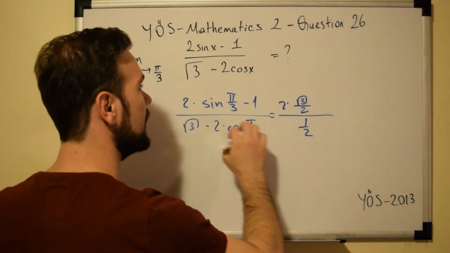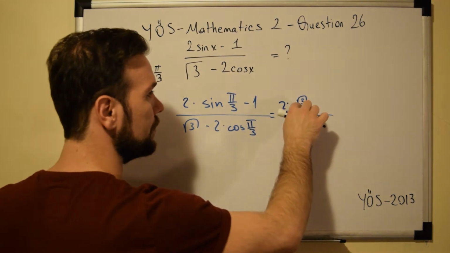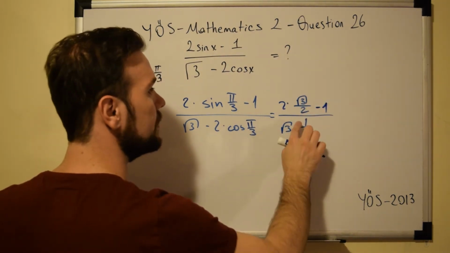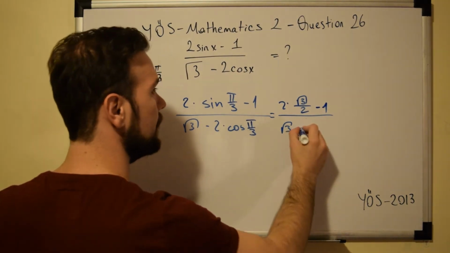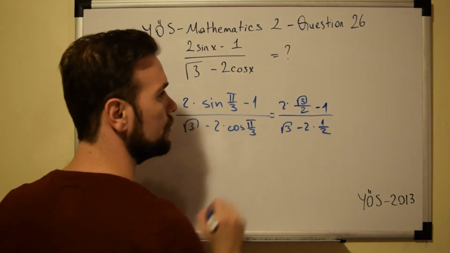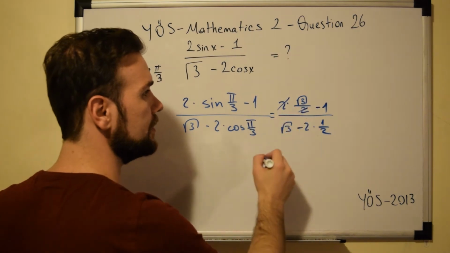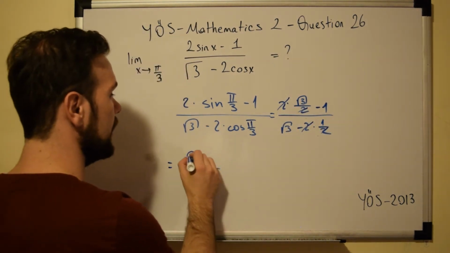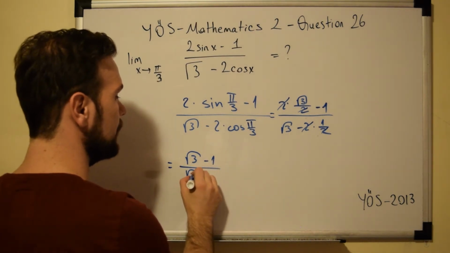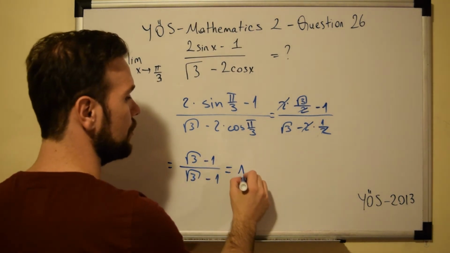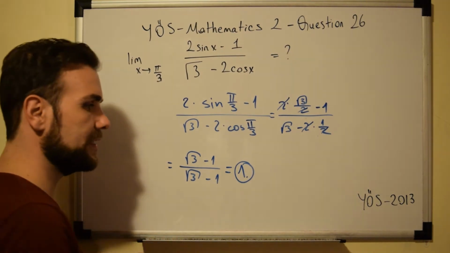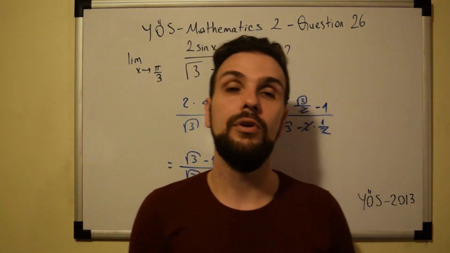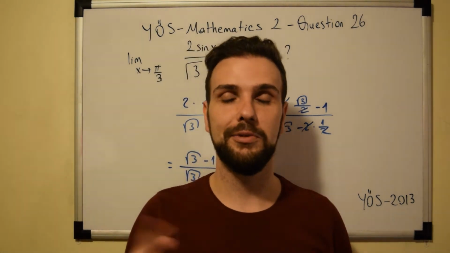So we have 2 times square root of 3 over 2 minus 1, over square root of 3 minus 2 times 1 over 2. So the 2's cancel each other, and we have square root of 3 minus 1 over square root of 3 minus 1, which all equals 1. As you can see, a very simple and easy process to follow. This was question number 26, and I will see you on the next one.